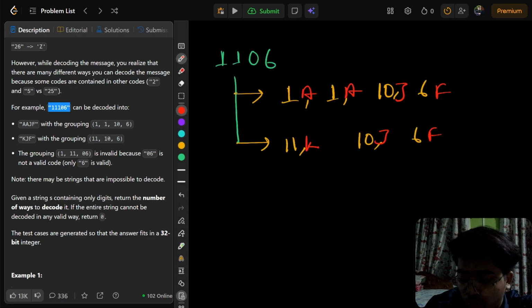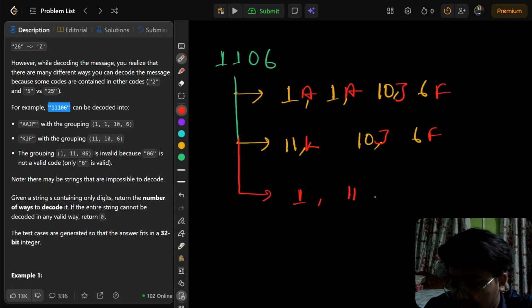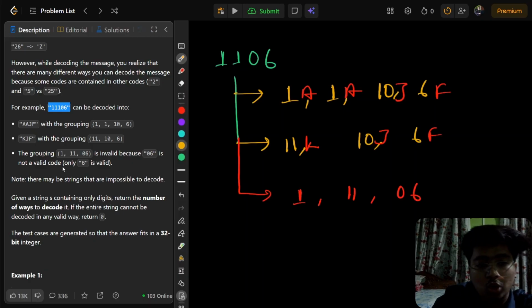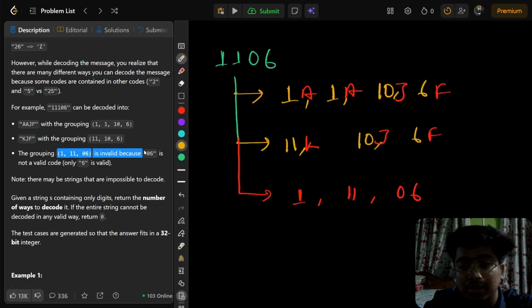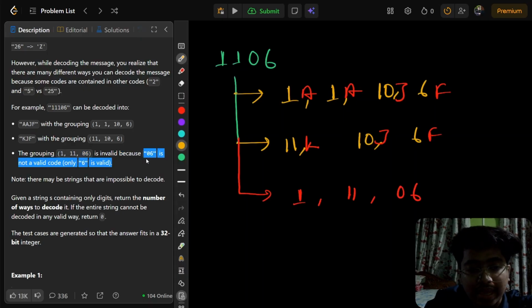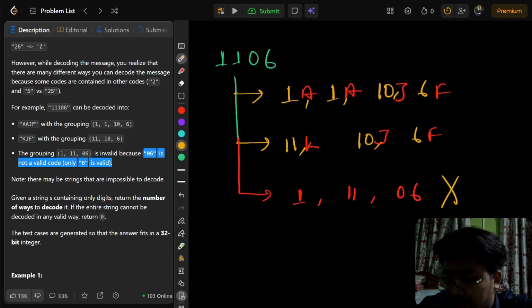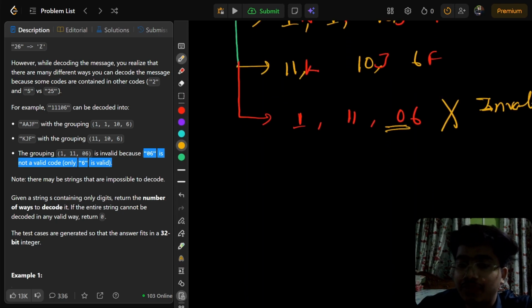And now notice another decoding here, that is 1 11 06. But what the question tells is that the grouping 1 11 06 is invalid, because 06 is not valid, only 6 is valid. So 0 is not valid in our system. So this answer is invalid. And you might be thinking why this is invalid? Because it is containing 0. We don't encounter 0 as a valid system.